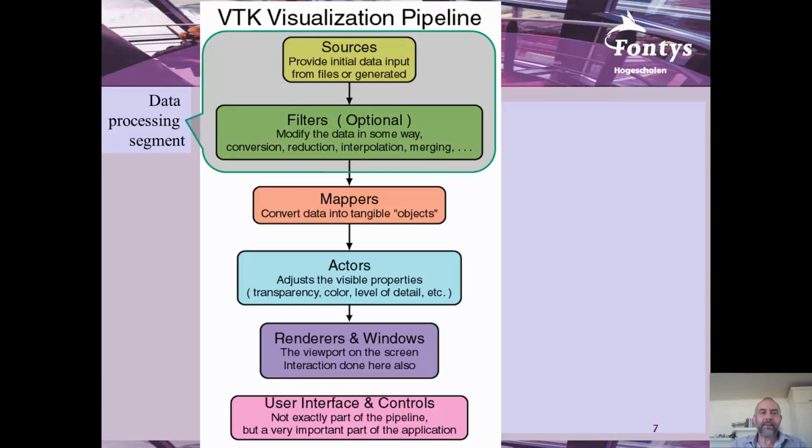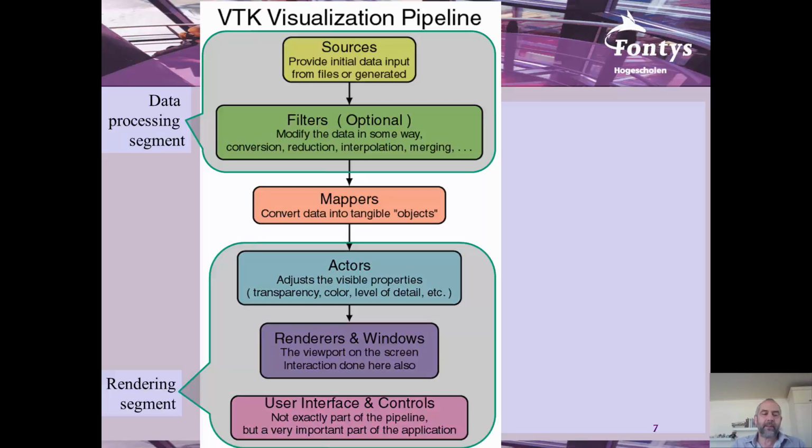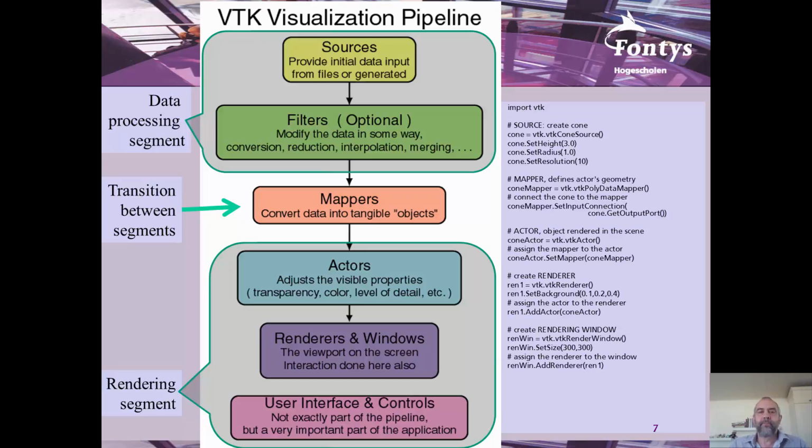So you have the data processing segment of the pipeline, we have the rendering segment, the visual part, and we have the connection between the two, which is the mapper. Let's see, this is the concept. This is what you should have in mind when you make a VTK program. It always has this kind of pipeline with stages. This is what it looks like in code.